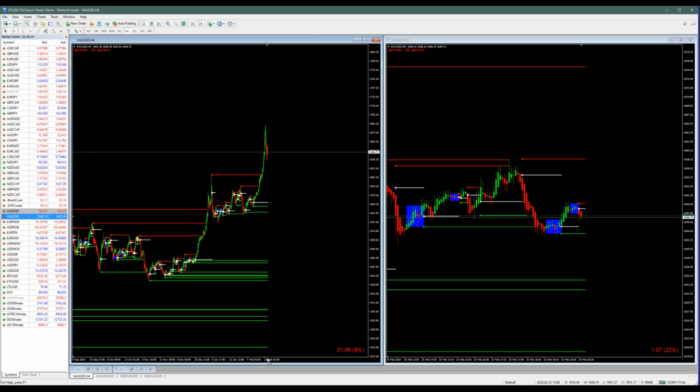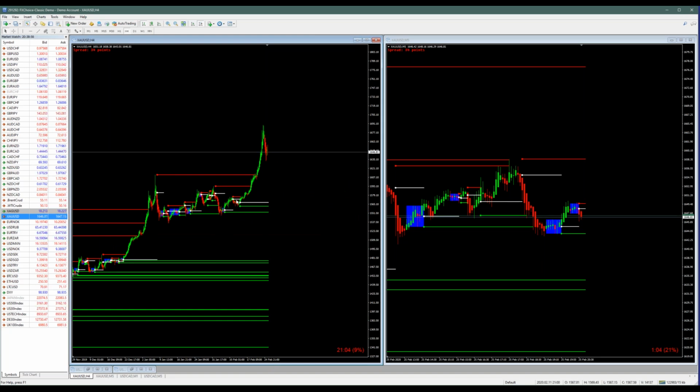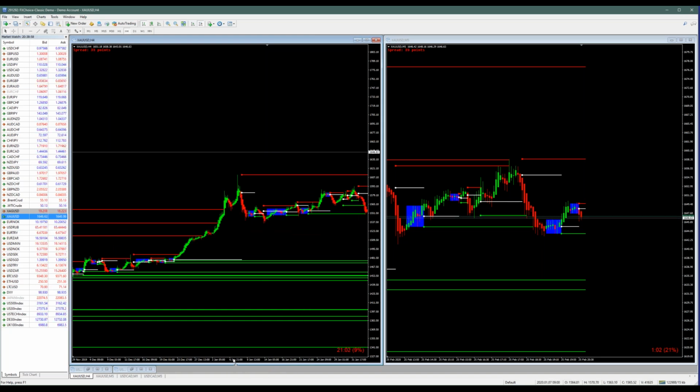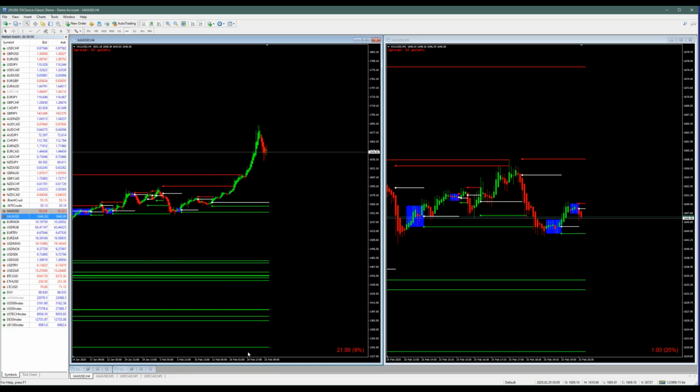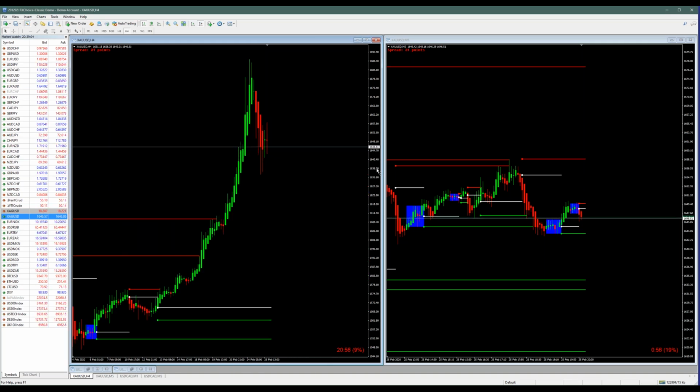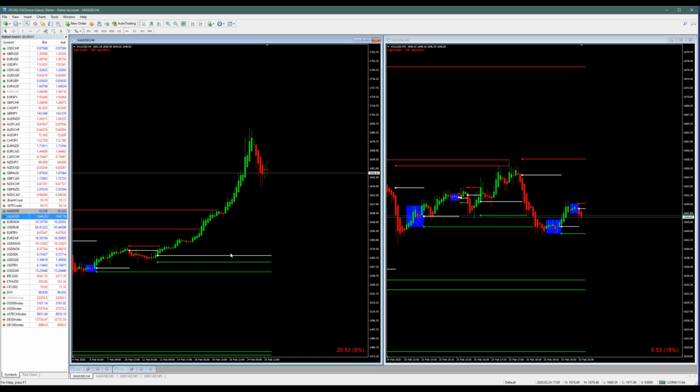If you're doing the basic strategy, you're above expansion on the 4 hour. I know a lot of guys trade the 4 hour and the 15, or the 4 hour and the 5 minute, or the 5 and the 4. If you're doing that, you could see your runs. Here they are. They're above expansion. That's how it goes.